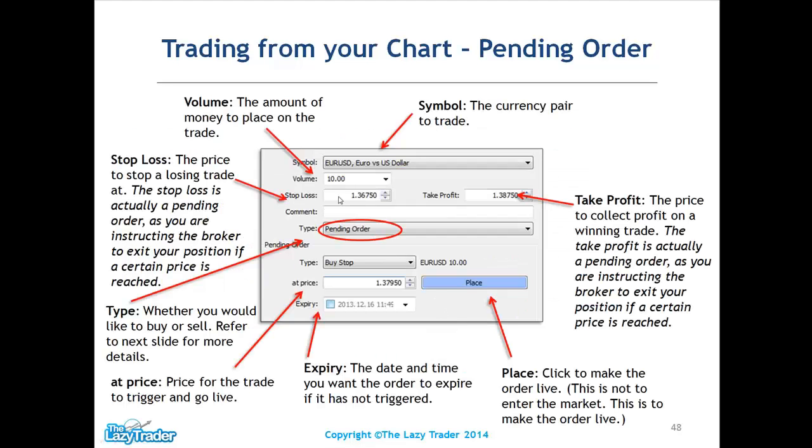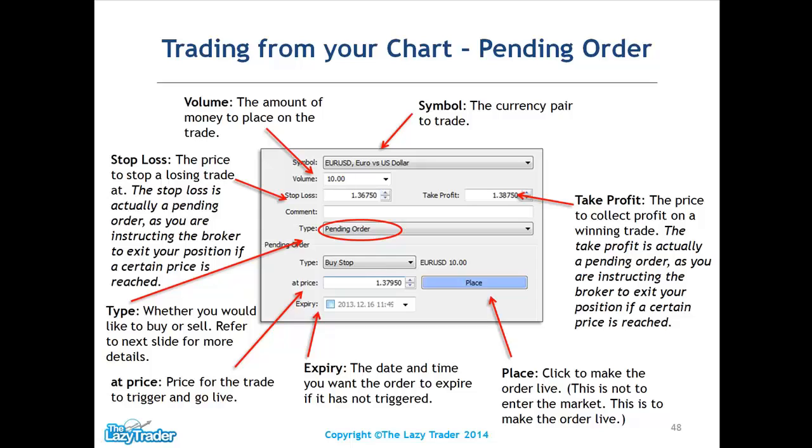And once you click on that, your ticket's going to change, and it's going to look exactly like this. First things first, make sure you're trading the right currency pair. Volume, we're going to look at how to set that in a little bit, but for the moment, we're going to keep it at 10. Stop loss price, take profit price, pending order, and the type of trade.